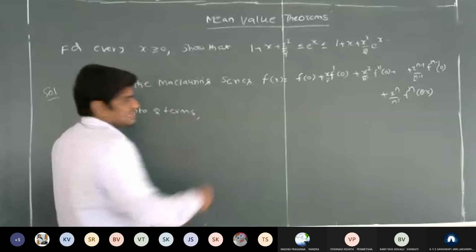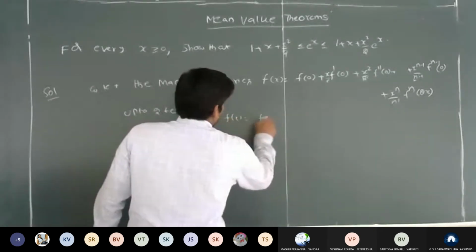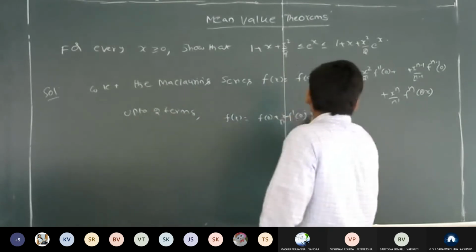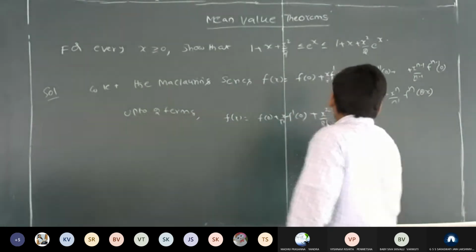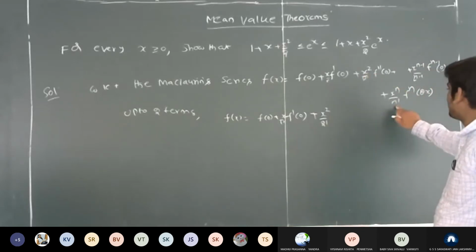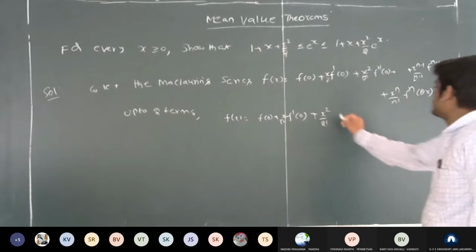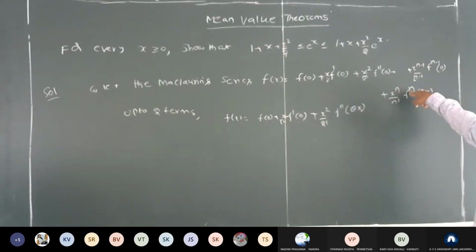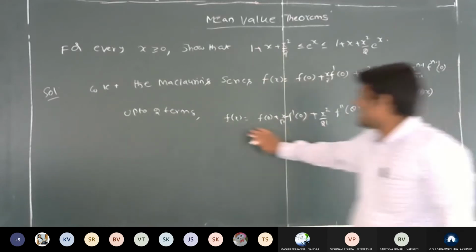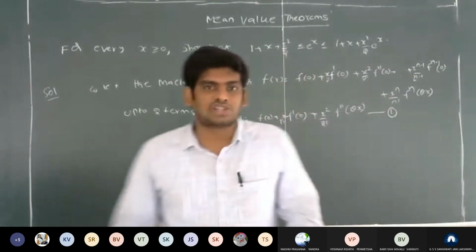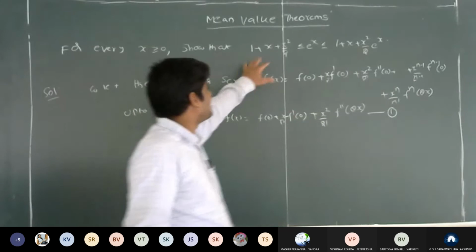the series is f of x is equal to f of 0 plus x by 1 factorial into f dash of 0 plus x square by 2 factorial into, so this becomes the last term, x power n by n factorial with n equal to 2, that is x square by 2 factorial into f double dash of theta x. Here it is the second derivative, that is f double dash of theta x. So this is the required Maclaurin series.